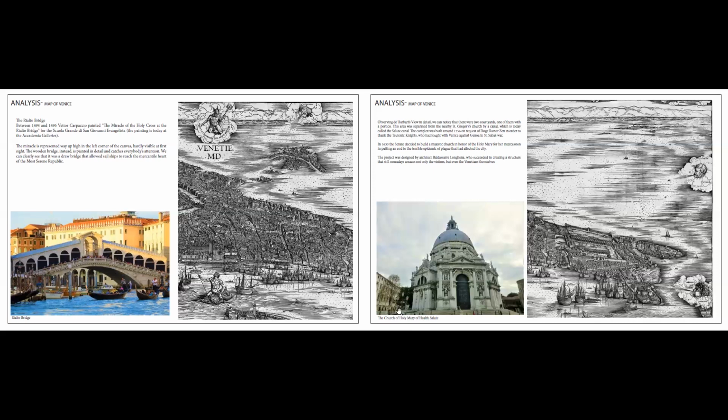Also, one of the important architectural buildings that represented the political and religious power of Venice is called Salute Canal. The complex was built before the 15th century, and it was there, and it's still there, and it was there in the map itself.